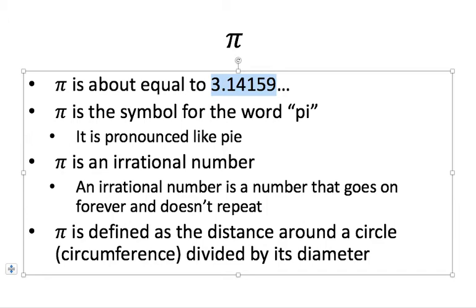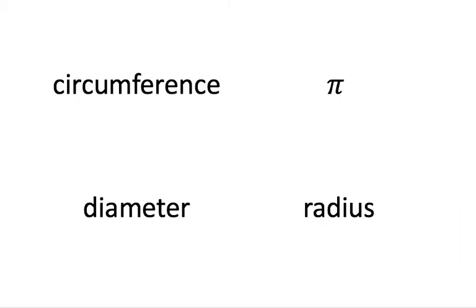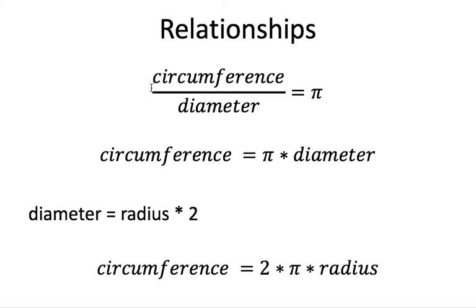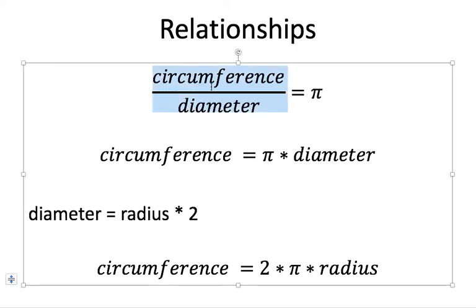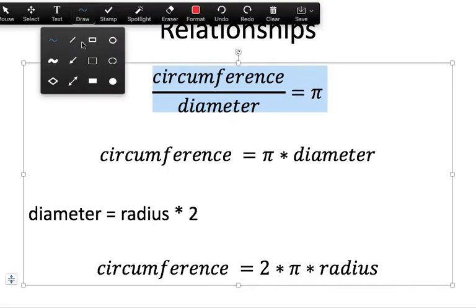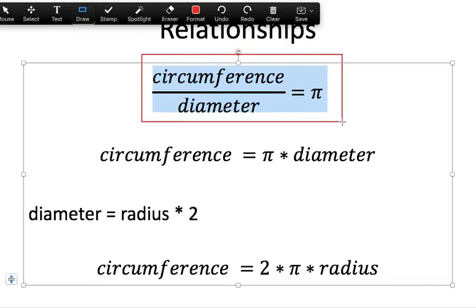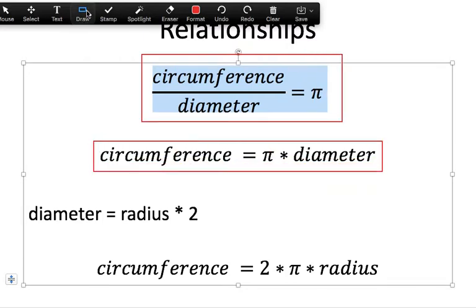All right, so we've gone over these four different terms all about a circle. There are relationships between these four terms. Like I just said, if you took the circumference and you divided by the diameter, it equals pi. These two equations right here are the same thing. All I did to go from one equation to the other equation is multiply both sides by diameter, but these two equations are exactly the same.